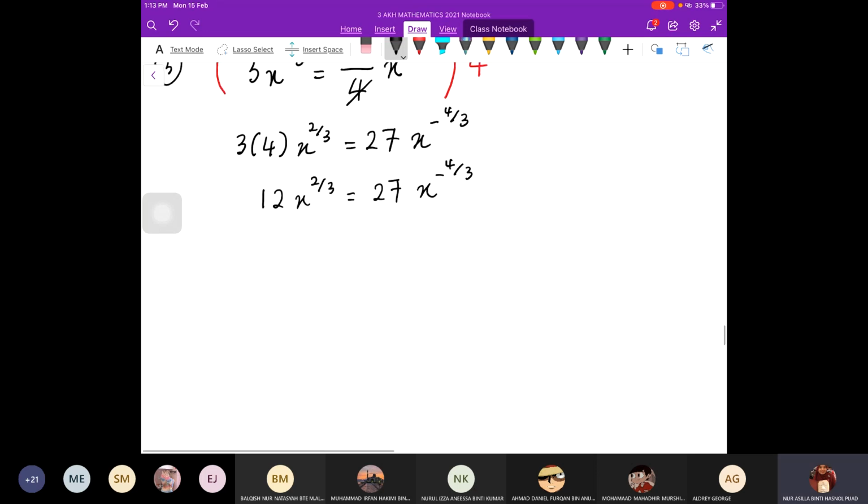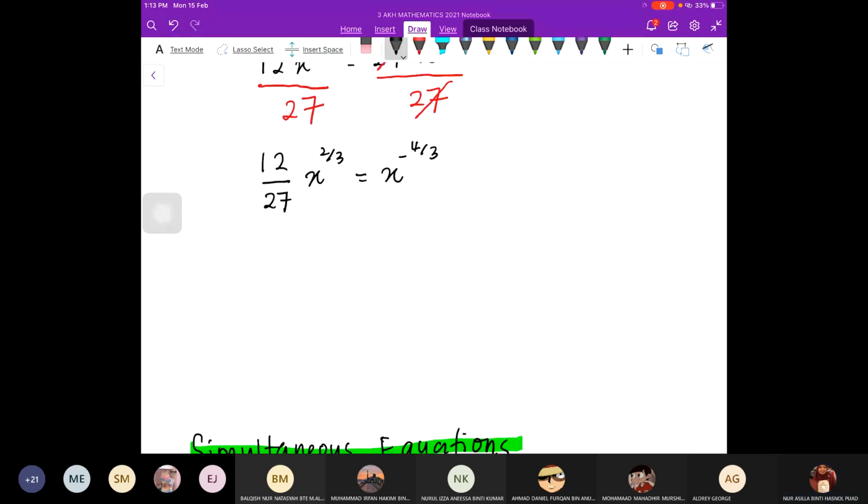Alright, kemudian I divide by 27. Sebab kita nak potong I don't want ada nombor sebelah kanan. So dia akan jadi 12 over 27. X to the power of 2 over 3 equals to X to the power of negative 4 over 3. So ini saya boleh simplify. Becomes 4 and 9. Okay, tulis lah.